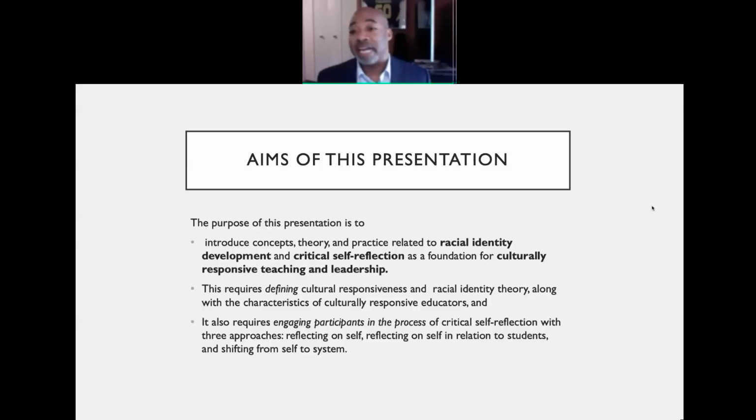I'm going to introduce some concepts to you, some theories related to racial identity development, critical self-reflection, and these things as a foundation for culturally responsive teaching and leadership. And this is going to require that we define these terms, cultural responsiveness and racial identity. And it's also going to require that all of us engage in this process of critical reflection.